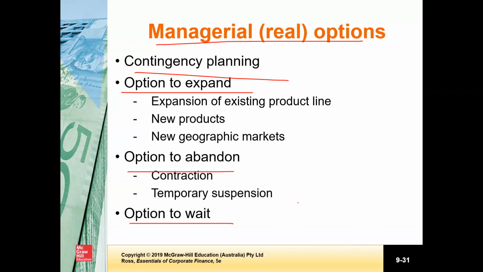The last point, option to wait. Implicitly, we have treated proposed investments as if they were go or no go decisions. Actually, there is a third possibility. The project could be postponed, perhaps in hope of more favorable conditions in future. We call this the option to wait. More generally, as long as there is some possible future scenario under which the project has a positive NPV, the option to wait is valuable.